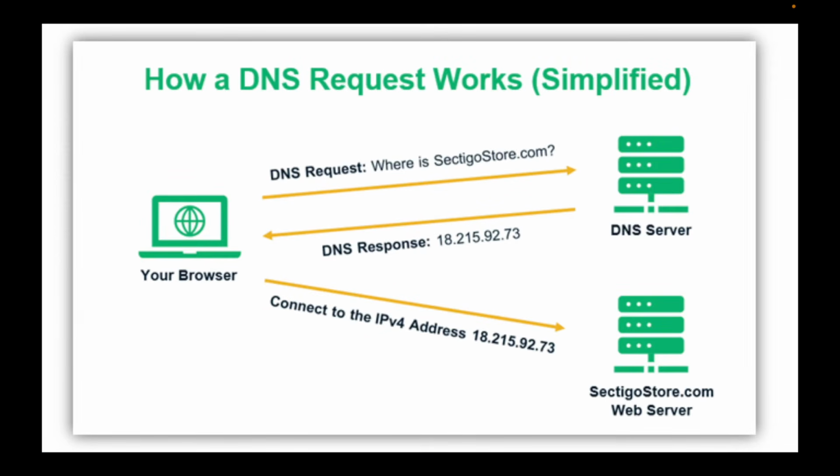So right here, with our DNS request, maybe you want to access sectigo.com, so we send that to a DNS server. The DNS server sends back a response with the IP address, and then your browser uses that IP address to connect to sectigo.com's web server.